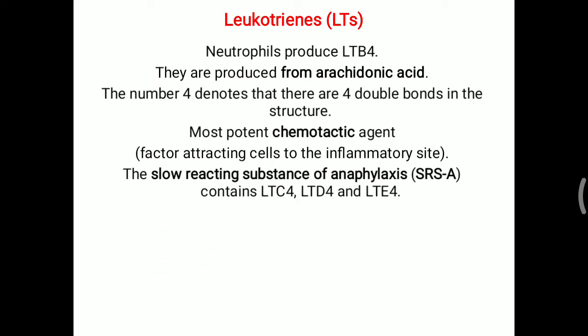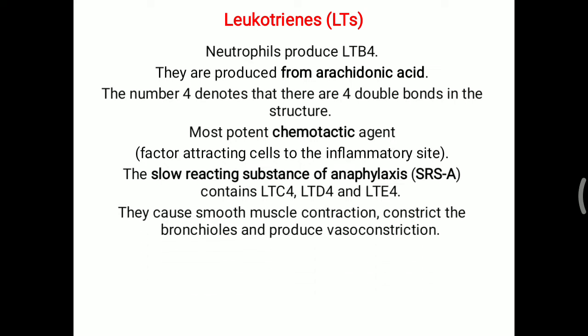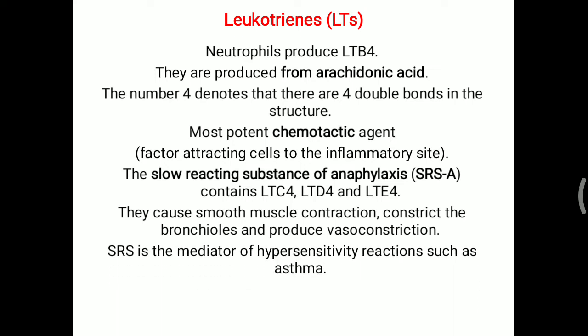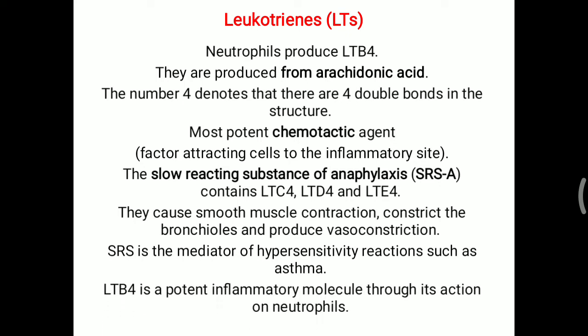As well as that, the slow reacting substance of anaphylaxis contains LTC4, that is leukotriene C4, D4 and E4. Now they cause smooth muscle contraction, constrict the bronchioles and produce vasoconstriction. So all the effects of anaphylaxis are mostly from the effect of leukotrienes. This slow reacting substance is a mediator of hypersensitivity reactions such as asthma, and these are the main responsible factor. So LTB4 is a potent inflammatory molecule through its action on the neutrophils.